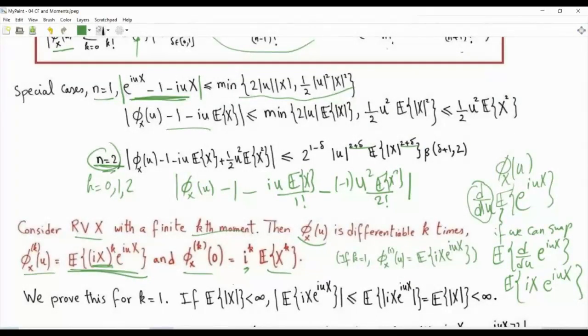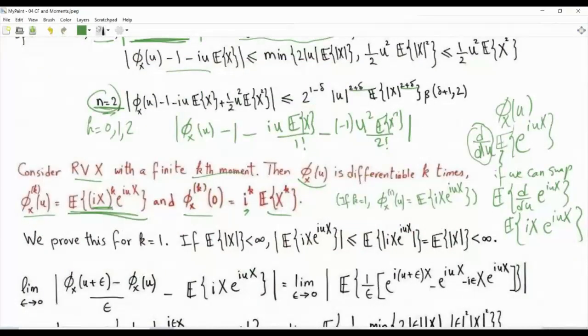So I will do the proof for k equals 1. So for k equals 1, our random variable now has a finite first moment, so it has a finite first absolute moment. Okay. Now this quantity here, which is expectation ix e to the iux, is it a finite quantity? Let's see. So what is expectation ix e to the iux? If we take the magnitude, then by the triangle inequality, the magnitude of expectation is less than or equal to expectation of magnitude.